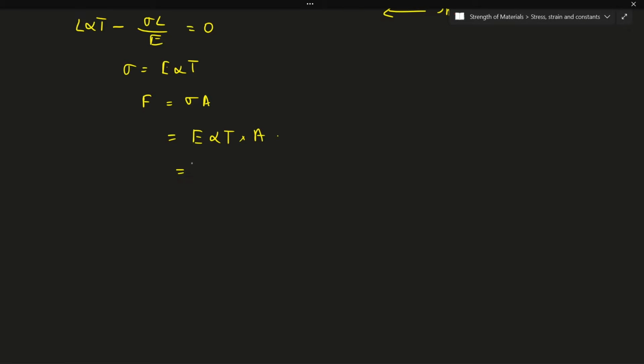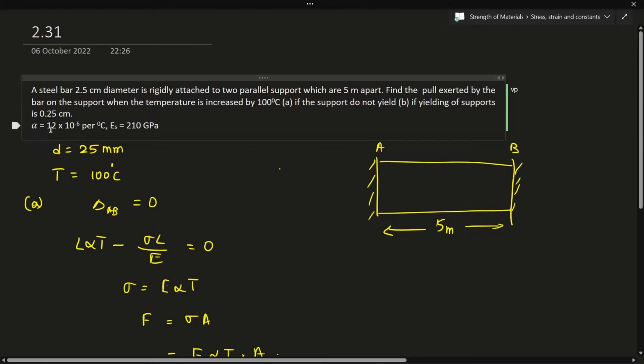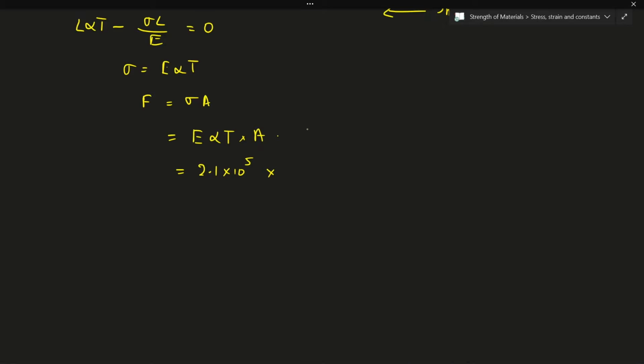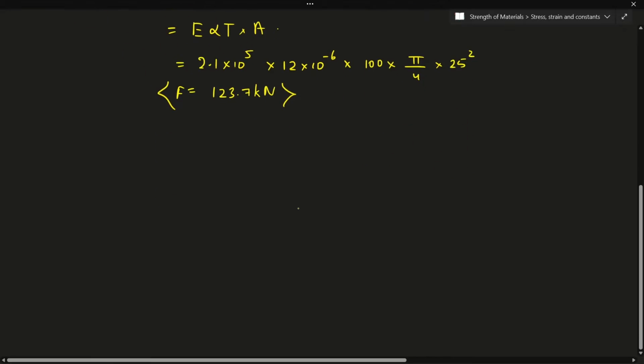Now E is given by 2.1 into 10 to the power of 5 Newton per mm square, and alpha is given by 12 into 10 to the power of minus 6 per degree Celsius, into the rise in temperature 100, into the area, which is nothing but pi by 4 into 25 square. So which is nothing but 123.7 kilonewton. So this would be the pull exerted if the ends are rigid.